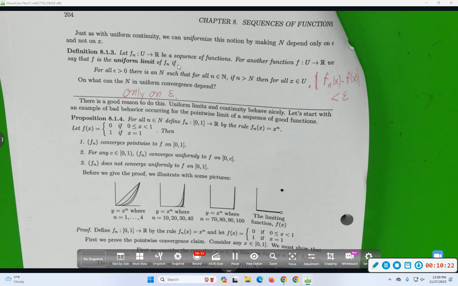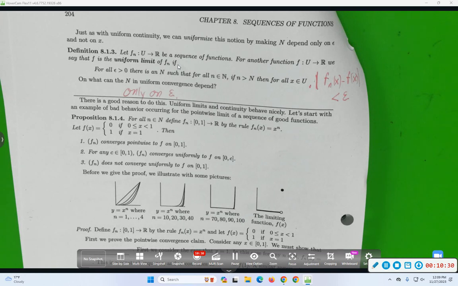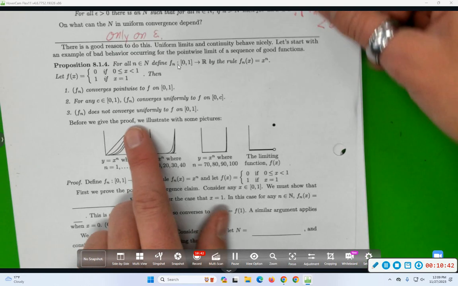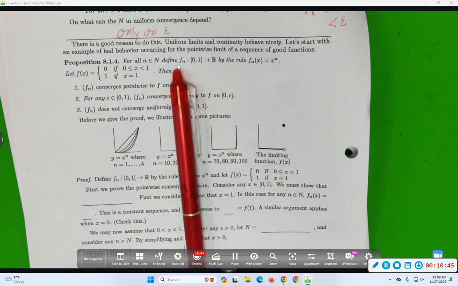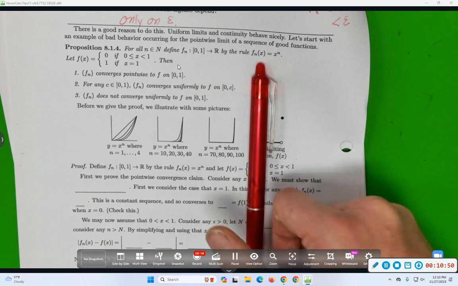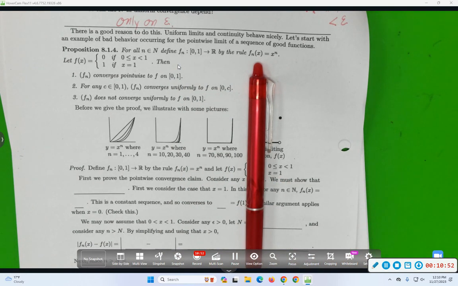And there's a good reason to do this. Uniform limits inherit behavior that pointwise limits don't. And in order to see an example of this, and also to see an example of actually using these statements, like proving some toy example, here is a proposition. For every natural number n, I will define f sub n from [0,1] to R by the rule f sub n of x equals x to the n. Does that give me a sequence of functions? Yes, I have a different function for each different choice of little n.